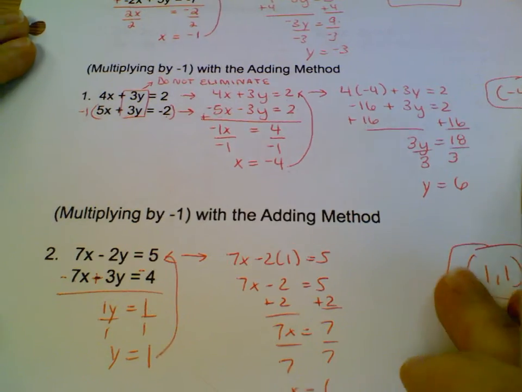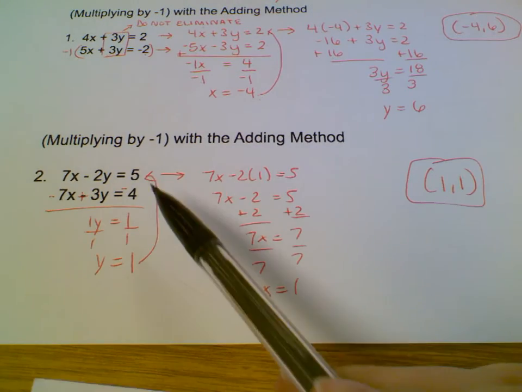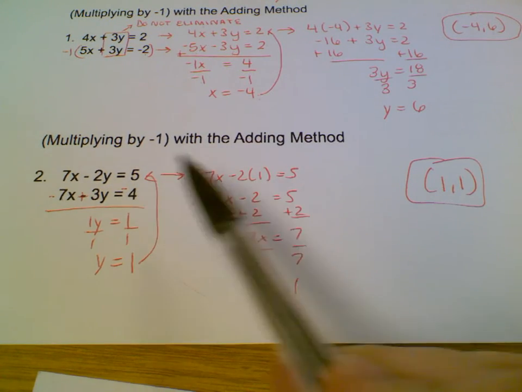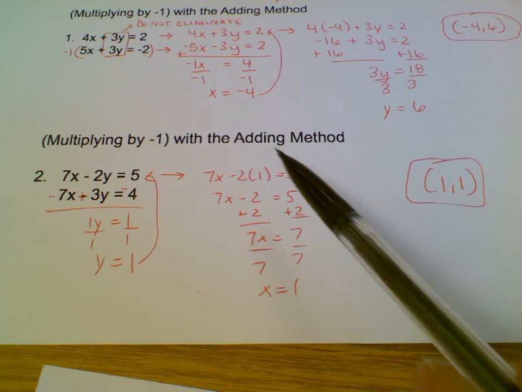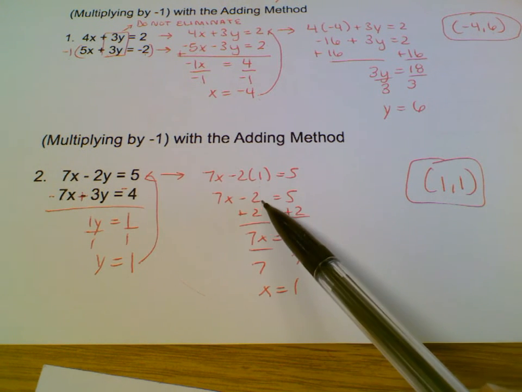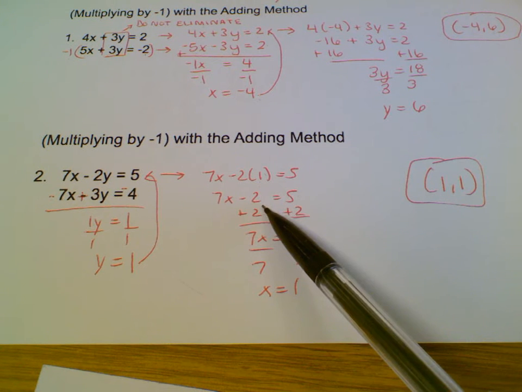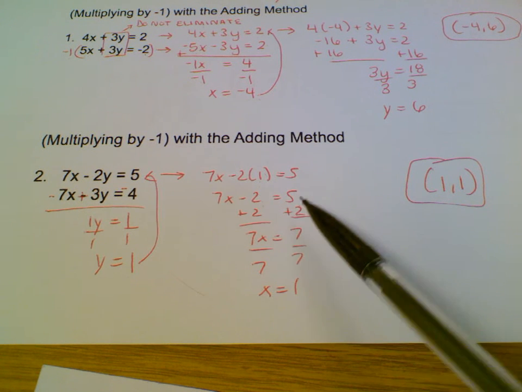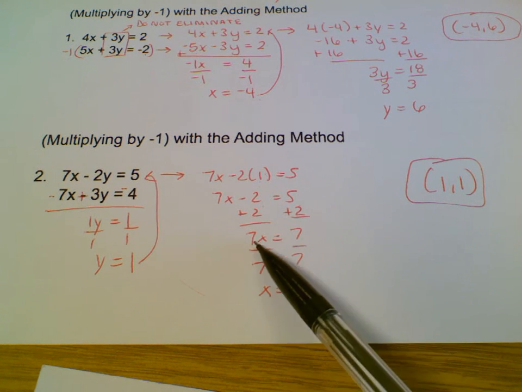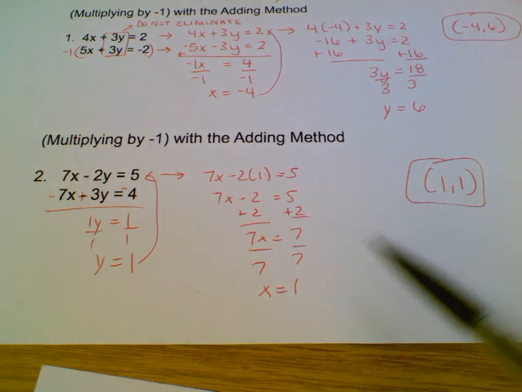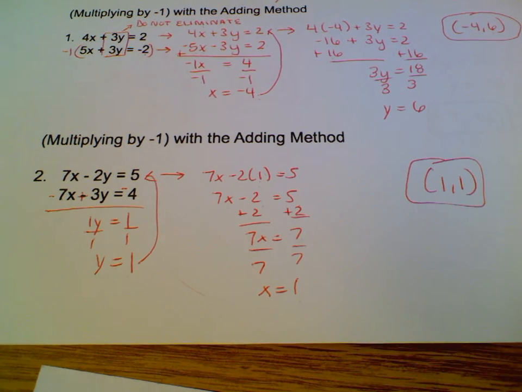Then I'm going to put y equals 1 back into an equation. So I'm going to pick the top one again and put 1 in replace of y. So I have 7x minus 2 equaling 5 after I multiply. I'm going to add this 2 over to combine my like terms, and then divide by 7, so I get x equaling 1. So final answer I should have is 1, 1.